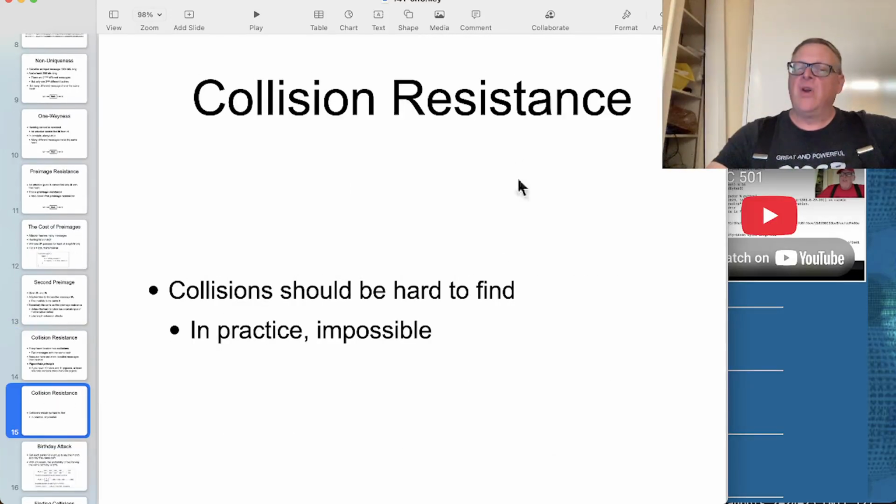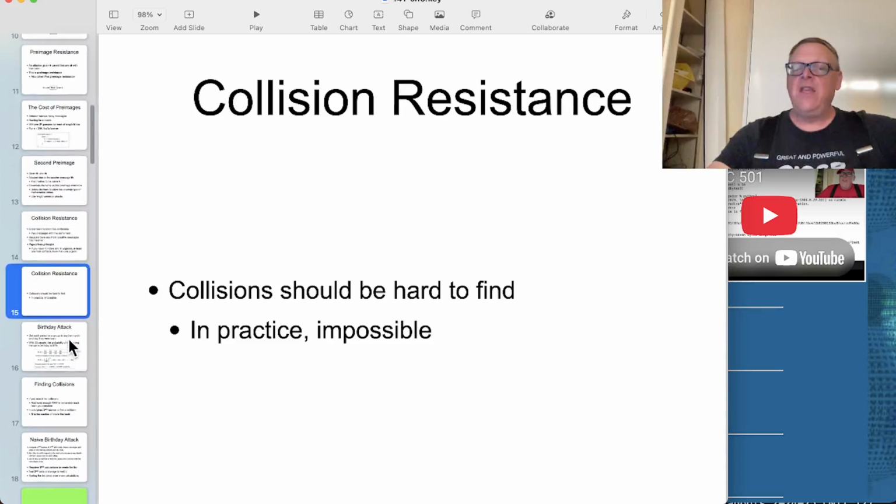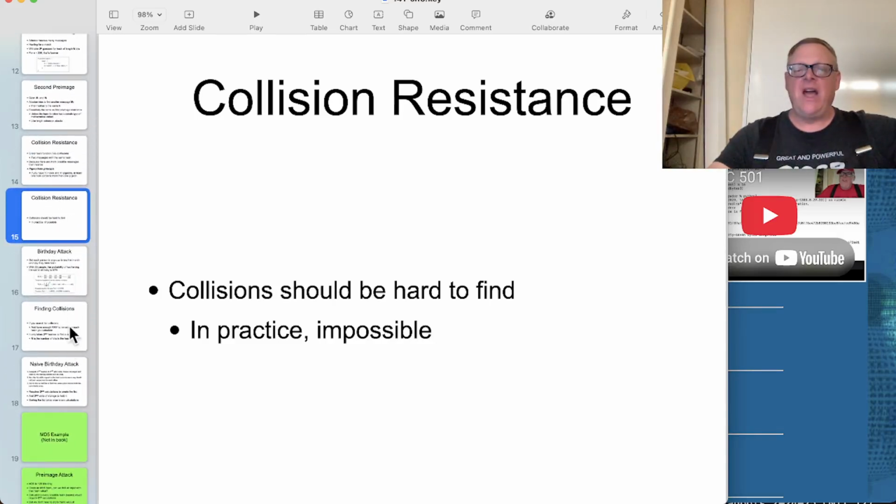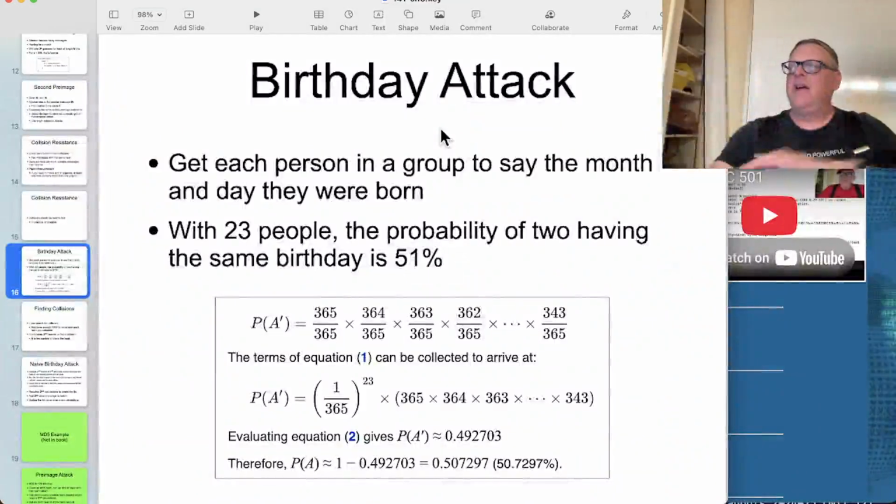But collision resistance means that even though the collisions exist, they are so rare that you can't ever find one. So that's the point. You want it to be practically impossible to find one in any reasonable amount of time. And that's when you talk about the birthday attack.